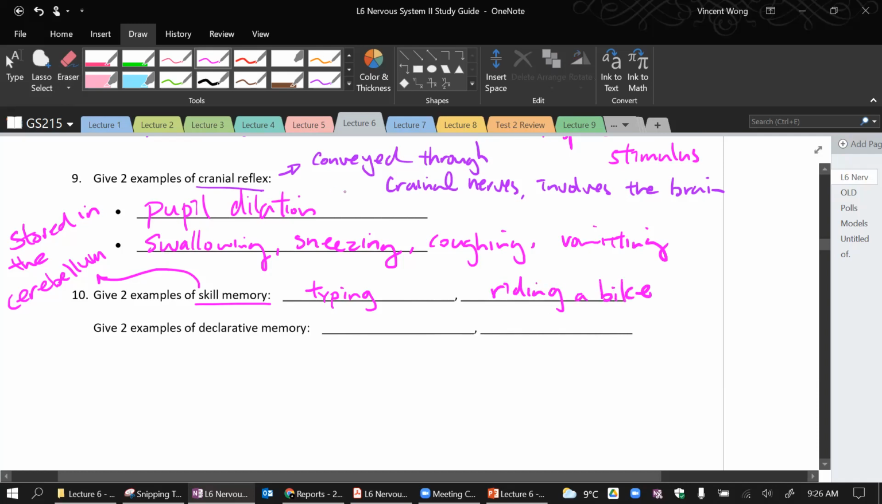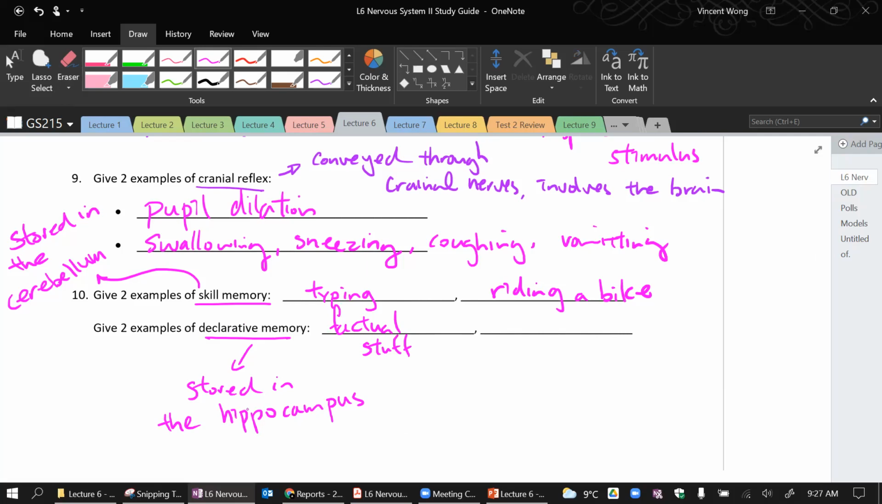Declarative memory, these are things that are stored in the hippocampus. The hippocampus is where you store long-term memory in the brain. An example of declarative memory is factual stuff. The things you're learning in this class are all stored in the hippocampus. And the thing about storing things in the hippocampus is that if you don't recall that fact for some time, it will be gone.